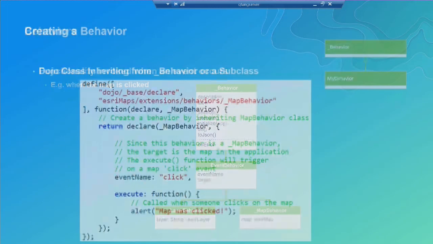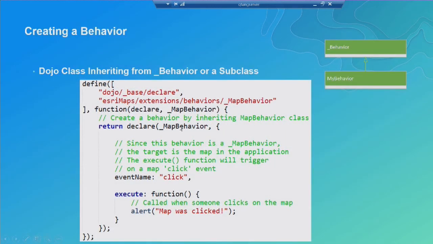This is another example showing the behavior. We are extending from the underscore map behavior. We are interested in the click event, and in execute, we just do alert map was clicked. This is the simplest behavior module you can think of.